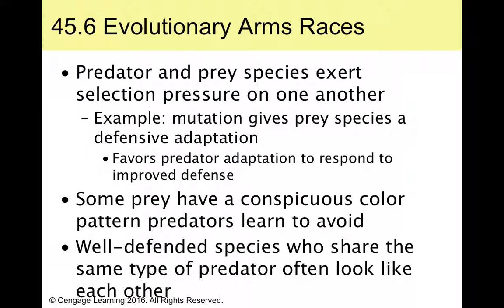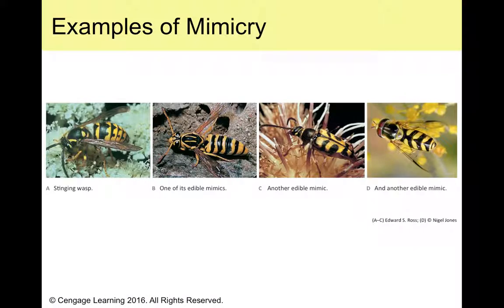Well-defended species that share the same type of predator often look like each other. So the predator learns to avoid snakes with red and black and yellow stripes, and then it'll avoid all the snakes with red, yellow, and black stripes, whether they're venomous or not. So here's an example of mimicry. This is a stinging wasp who actually has a stinger, and if you bug him or try to bite him, you're going to pay for it. You learn that when you first snap at a wasp and try to bite him as an animal, and he tags you on the tongue, it kind of hurts.